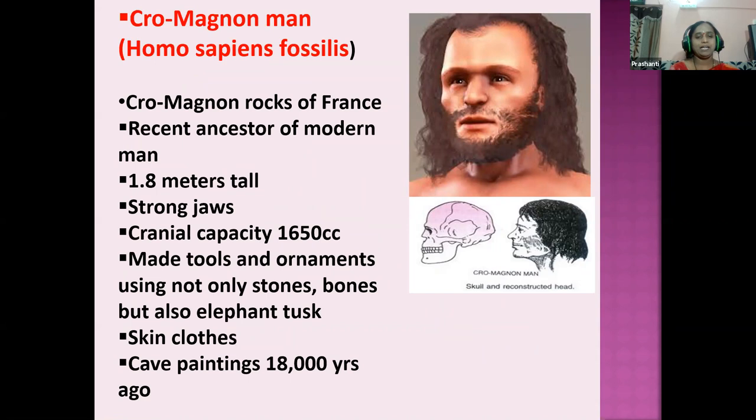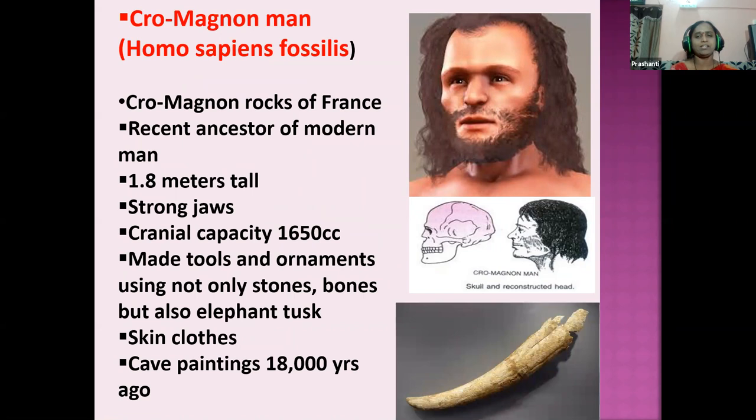And he was 1.8 meters tall, having strong jaws. And he used stones, bones, and elephant tusks to make various tools and ornaments. And also his body was covered with skin, and he also made different paintings on the caves.